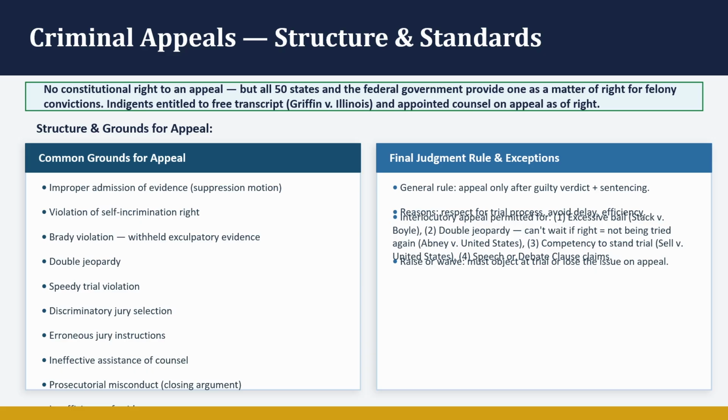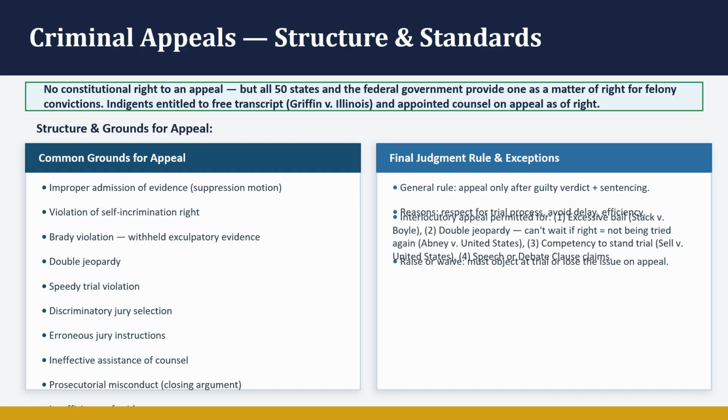Criminal appeals serve as the primary check on errors in the trial process. Despite the fact that there is no constitutional due process right to a criminal appeal, the Supreme Court has held this is a legislative question. The federal government and every state provide an appeal as a matter of right for felony convictions. 2 important constitutional protections attach once the right to appeal is provided. In Griffin v. Illinois in 1956, the Supreme Court held that if Illinois provides a right to appeal, it cannot condition meaningful access to that appeal on the ability to afford a trial transcript.